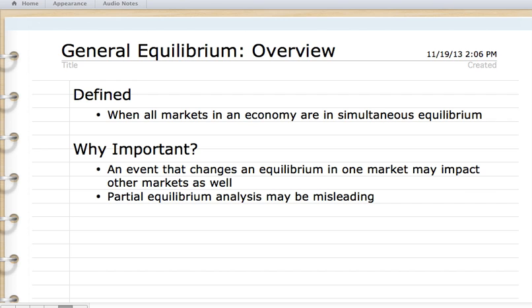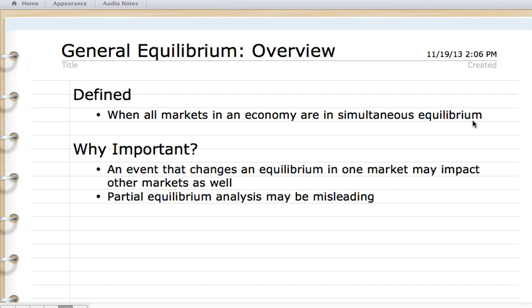So first, when I say general equilibrium, make sure you remember exactly what I have right here: when all markets in the economy are simultaneously in equilibrium. Remember, previously we only looked at specific markets, and that's an example of partial equilibrium analysis, where we're only looking at one market in equilibrium and not looking at the impact of that change on multiple markets. So when I say general equilibrium, I mean that all markets simultaneously are in equilibrium.